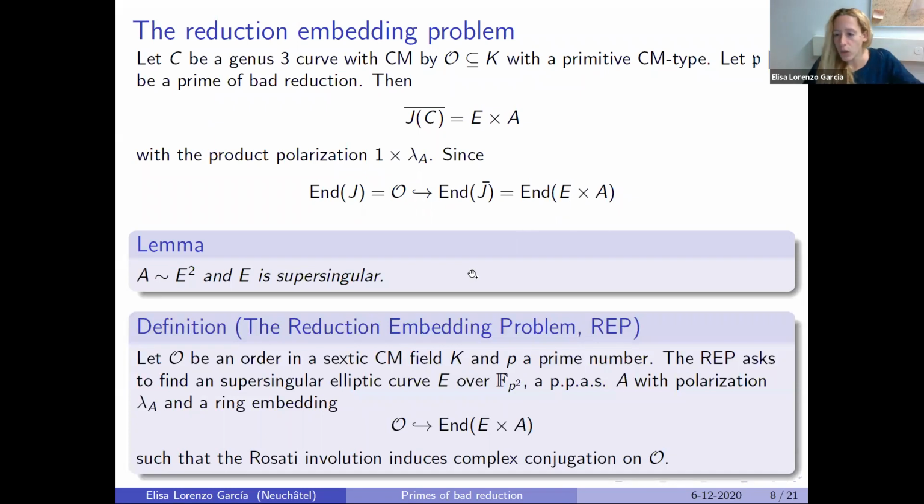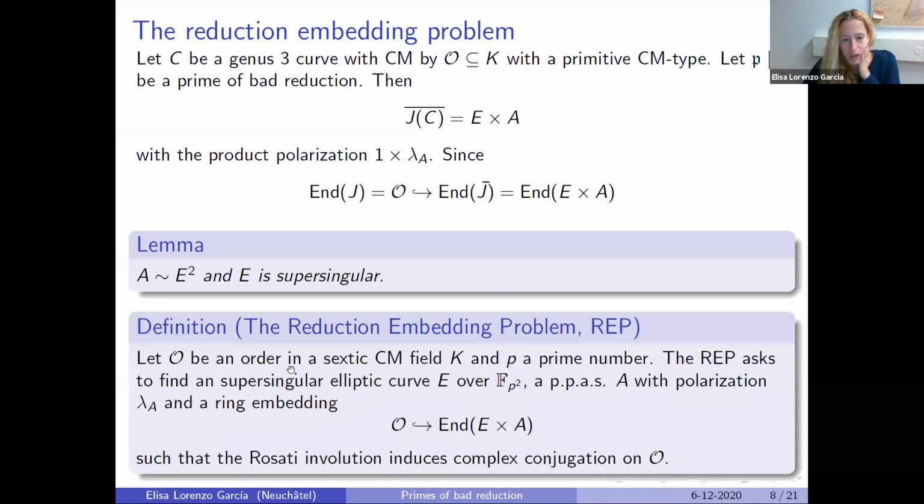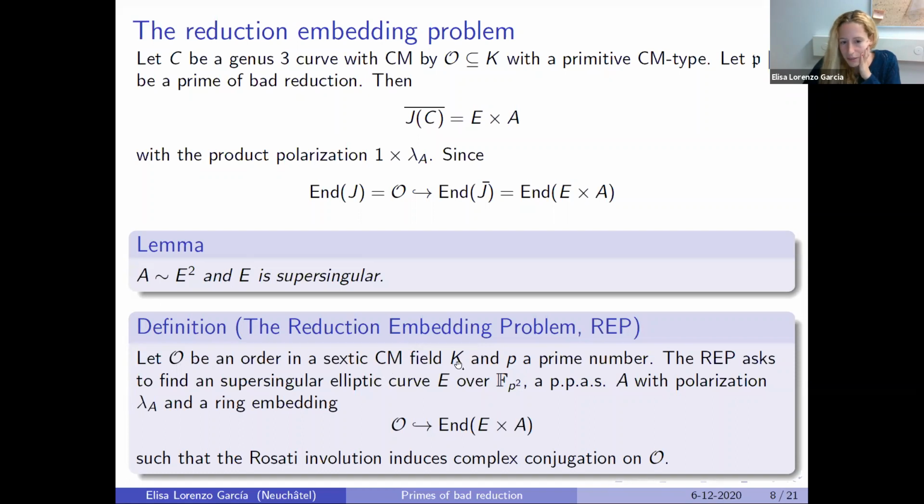Now we define, in an equivalent way as it was done for genus 2, what the embedding problem is. I'm adding this adjective, reduction embedding problem, because I'm going to define actually 2 embedding problems, you will see. So the reduction embedding problem, the REP, is going to ask for the following. I take an order in a sextic CM field K, I take a prime of bad reduction, then the problem asks to find a supersingular elliptic curve E, a principally polarized abelian surface A with polarization lambda A, an embedding like this, and such that the Rosati involution induces complex conjugation on O. This last condition is again a technical condition.